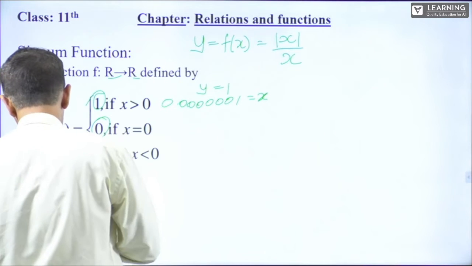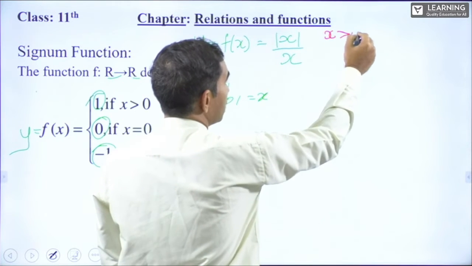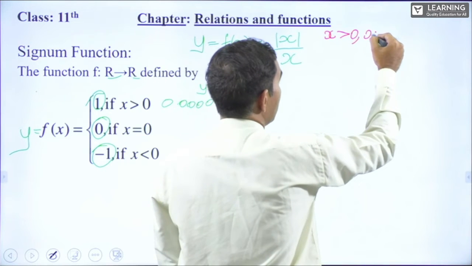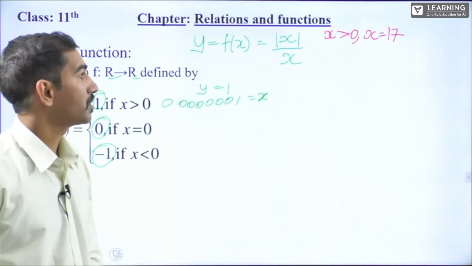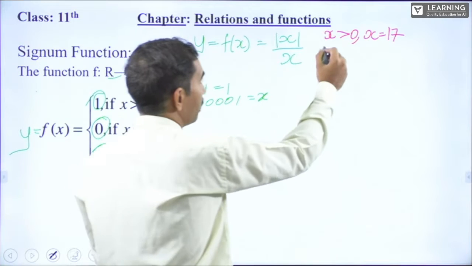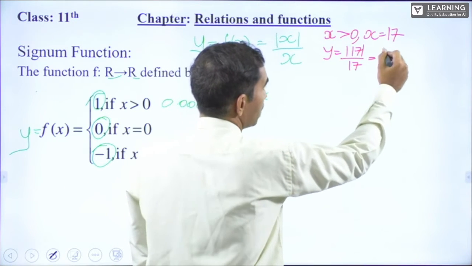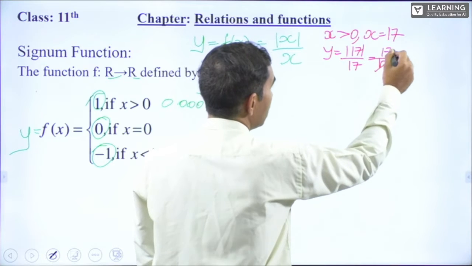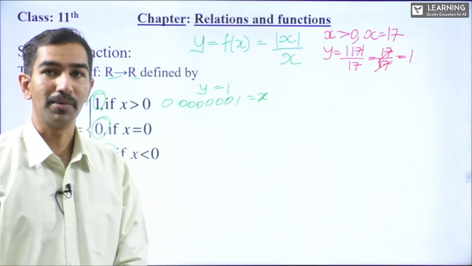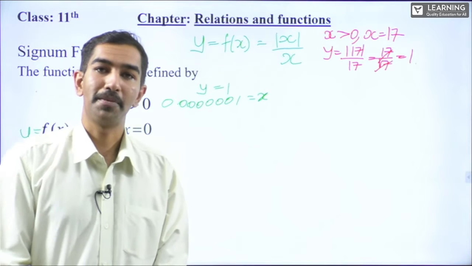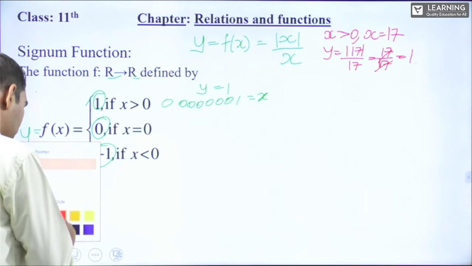The very first case we'll take is x greater than 0. So let us consider x is equal to 17. Understood? If x is equal to 17, what is y? Y will be equal to mod of 17 divided by 17, which is equal to 17 by 17, which is equal to 1. X is greater than 0, x is equal to 17, so y will be equal to 1.